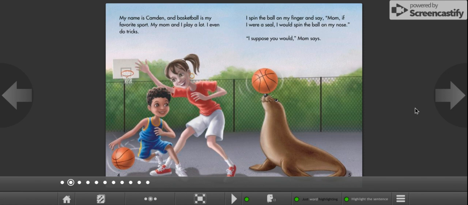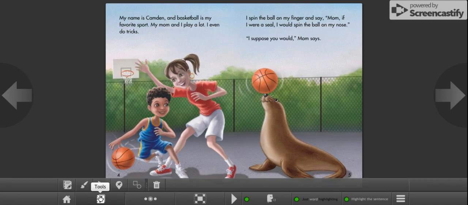So in the beginning of the book, I see that Camden is spinning the ball on his finger, and he is telling his mom that if he were a seal, he would spin the ball on his nose. And his mom says, "I suppose you would." And so I want to highlight that because it's telling me something about his character.